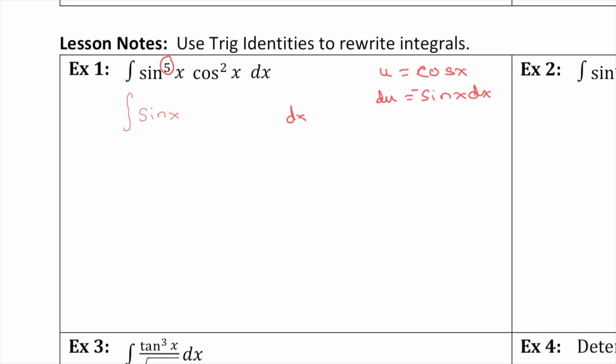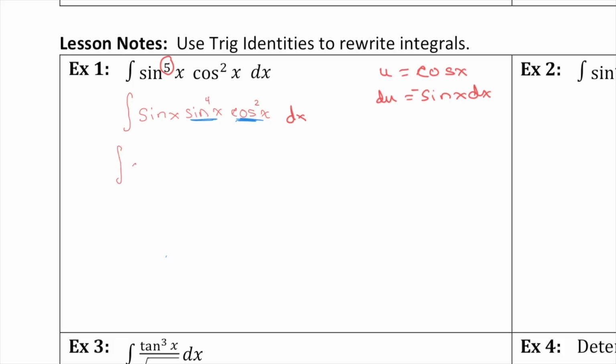Sine to the 5th power of x is sine of x times sine to the 4th power of x, but we still have this nice little cosine squared x in the problem. All right, if we let u equal the cosine of x, that's going to help us out with the cosine squared, but we're still going to have a challenge with the sine to the 4th power. However, we are clever people.